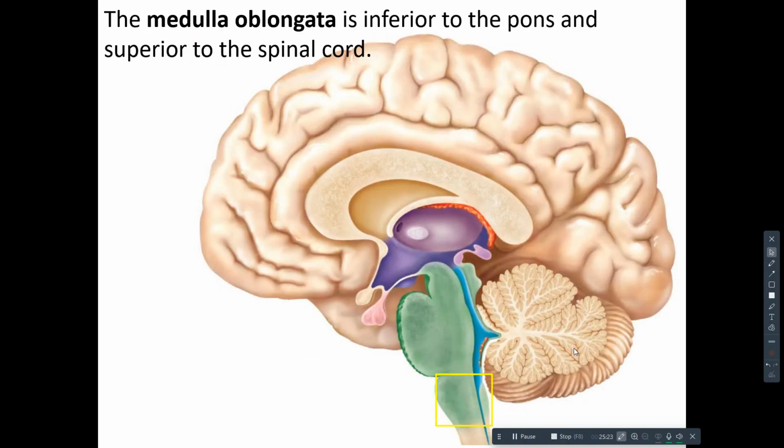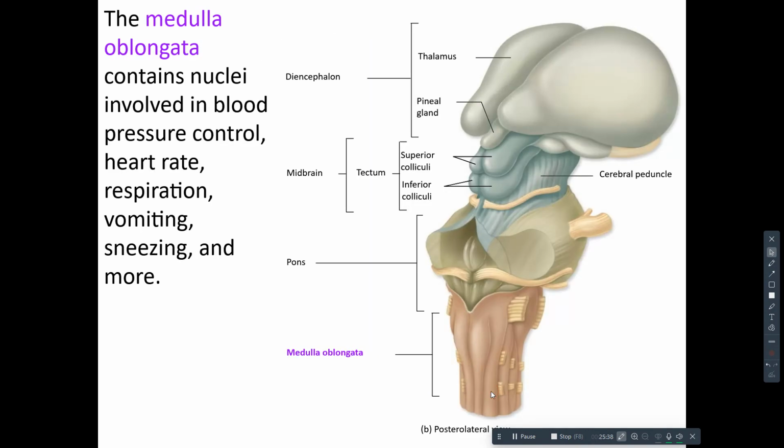Okay, done the pons. The medulla oblongata is my final inferior part of my brain stem. And it is, of course, superior to my spinal cord, which we see down there. Medulla oblongata also has a lot of motor and sensory fibers in it. It's got nuclei involved in blood pressure control, heart rate control, breathing, vomiting, sneezing, burping, and more.